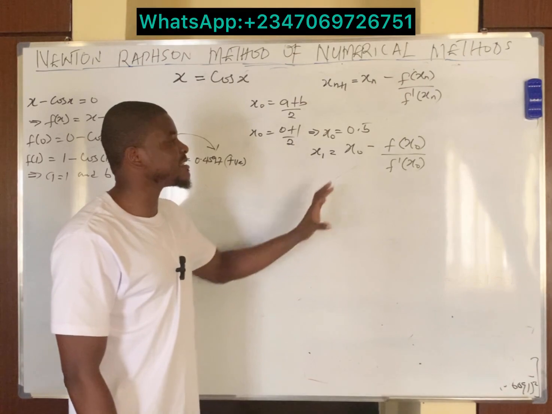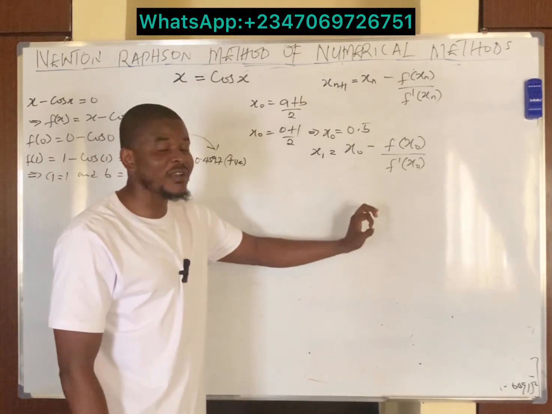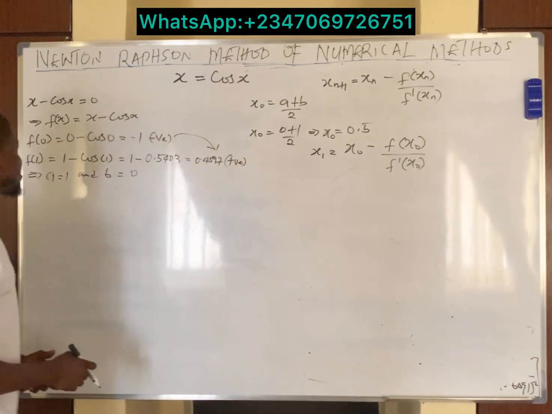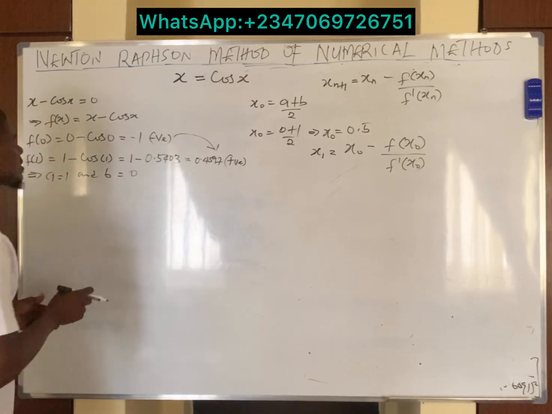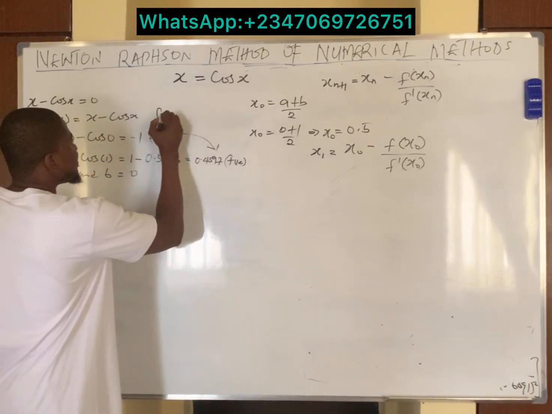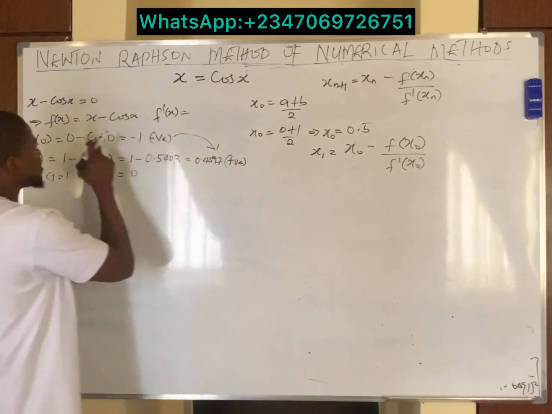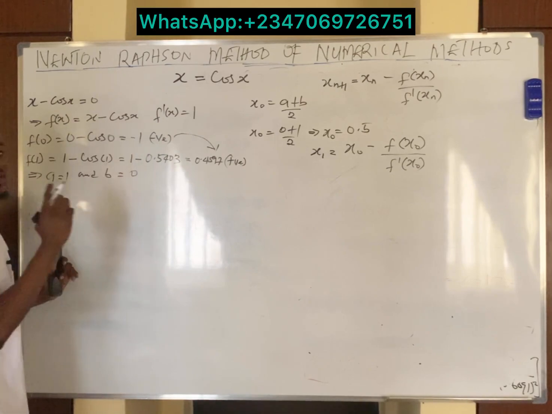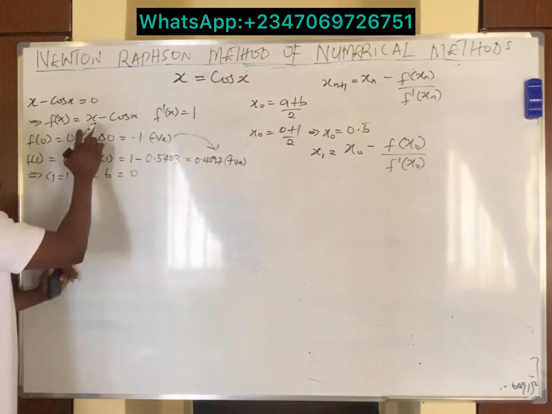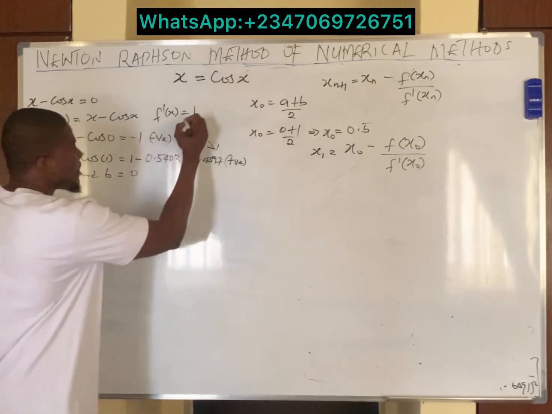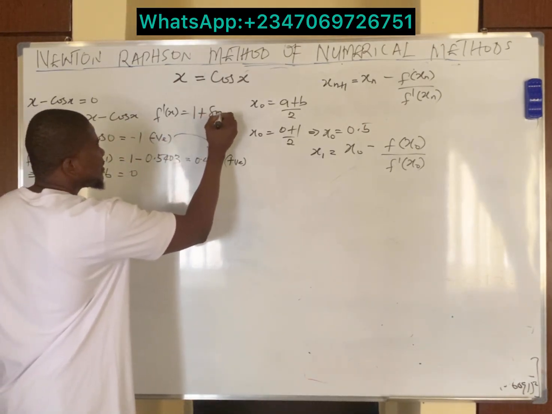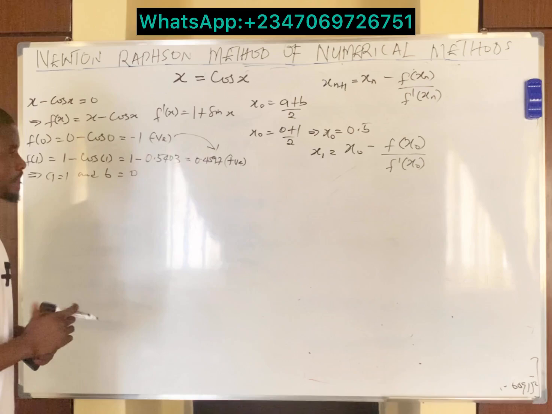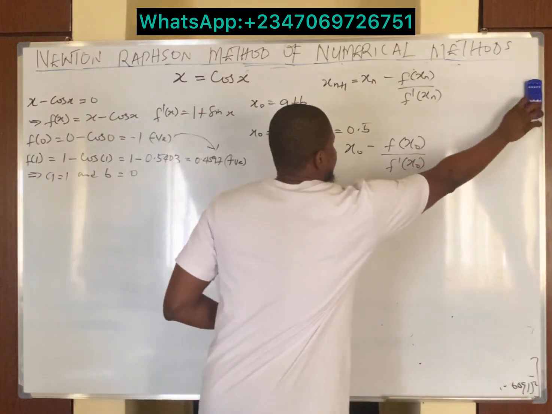We also need to find the derivative of the function and then find the value of that derivative also at the initial guess. So let's start by differentiating this function. So we know our f of x, we can simply find f prime of x. If I differentiate x, that will simply give me 1. If I differentiate cos x, I will have negative sine x. That minus multiplied by this minus becomes what? Positive. So I have plus sine x. So the derivative simply gives me 1 plus sine x. Okay.